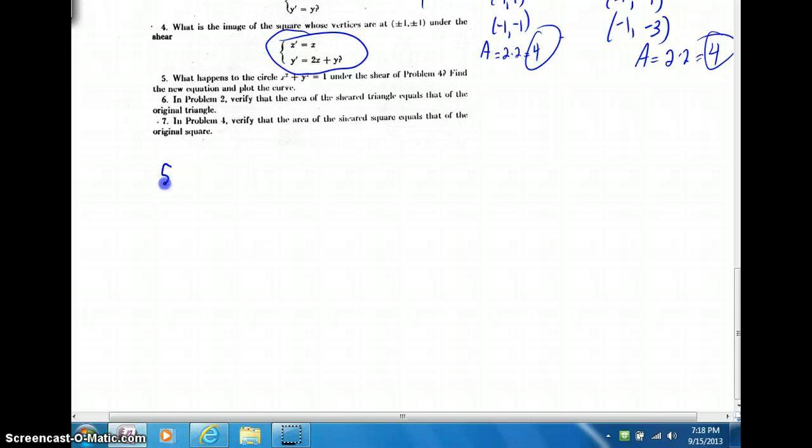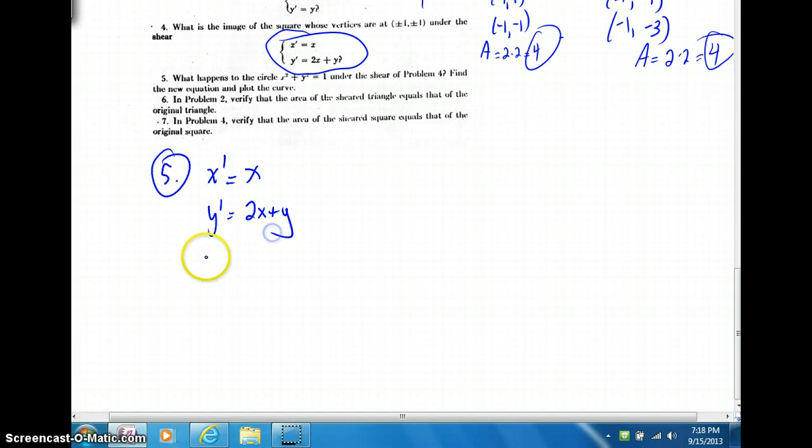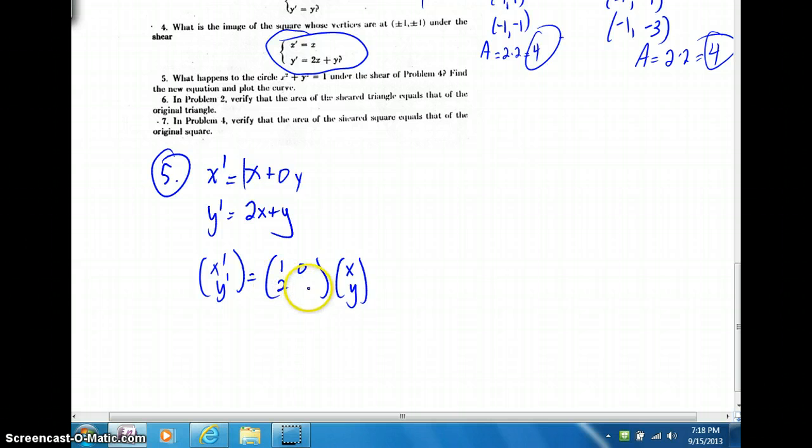So for number 5, if I were given x prime equals x, y prime equals 2x plus y, let's write that as a matrix transformation. And that can be so incredibly helpful because we're going to solve for x and y. This is really x plus 0y here, so we could say 1 and 0. But look at these coefficients. They can help you out so very, very much. See the 2 and the 1 down there, and just multiplying row by column, you can see where we're headed.